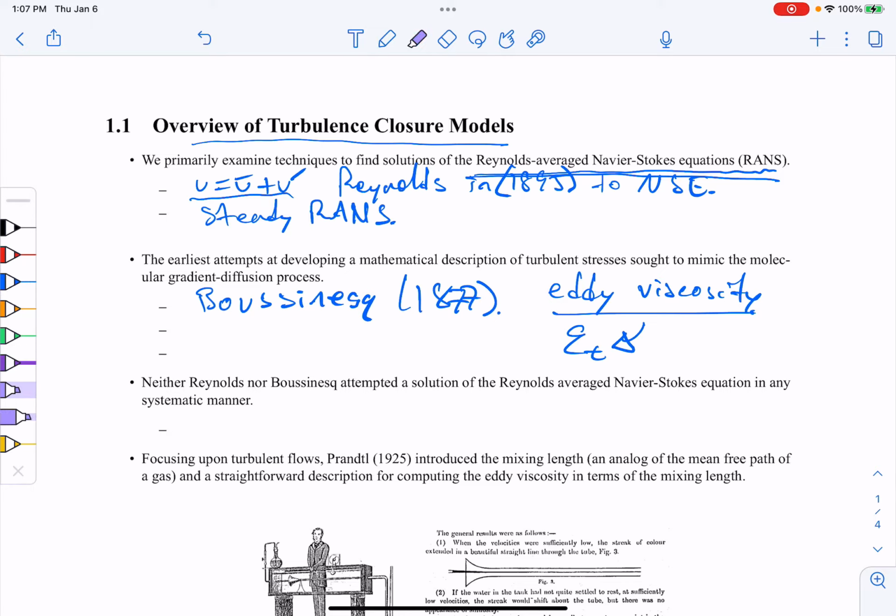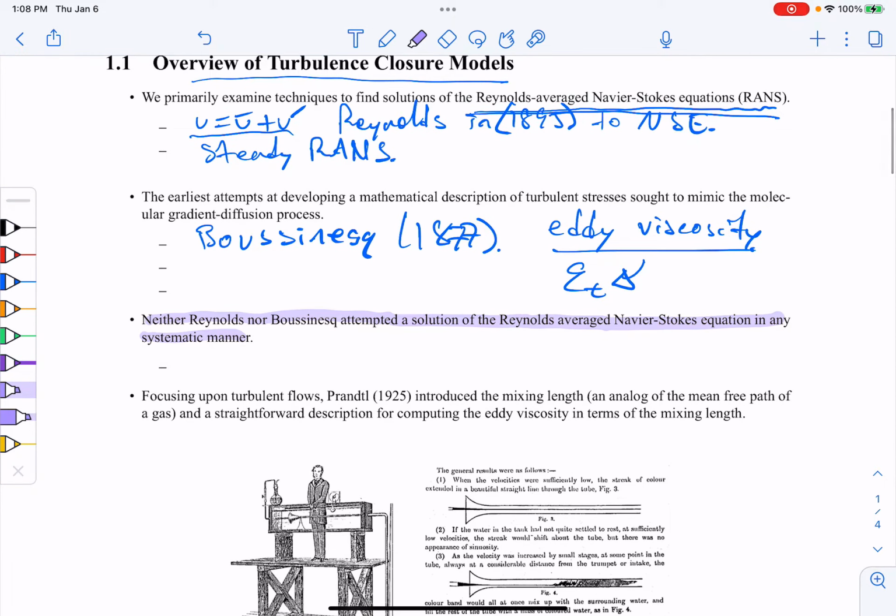So I wrote here, neither Reynolds or Boussinesq attempted a solution of their equations in any kind of systematic manner. So Reynolds took Boussinesq's approximation, and he also did his decomposition, which I wrote up here. And he put it in the Navier-Stokes equations and simplified them for incompressible flow, and that was it.